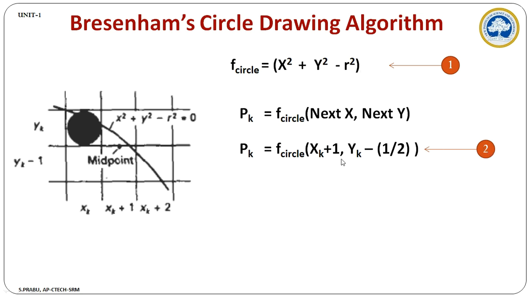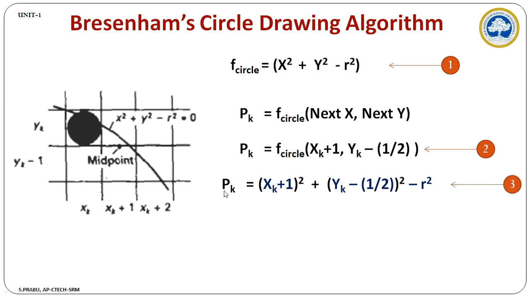So I treat xk plus 1 as x and yk minus 1 by 2 as y. So I expand this value. So I can get like this: xk plus 1 whole square plus yk minus 1 by 2 whole square minus r square. So this is the decision parameter pk value. So I treat this equation as 3.